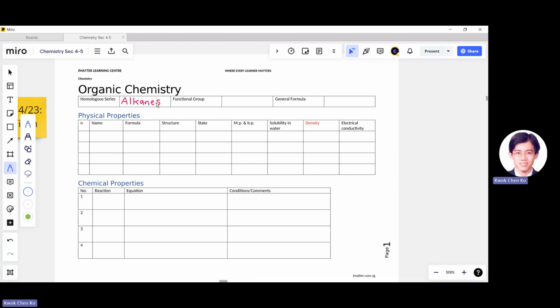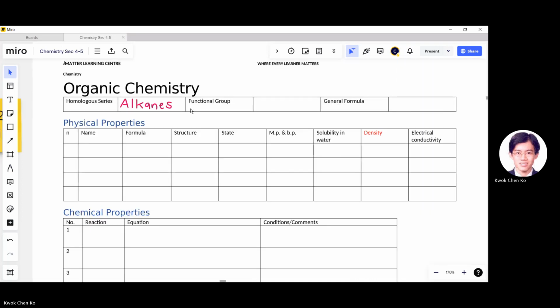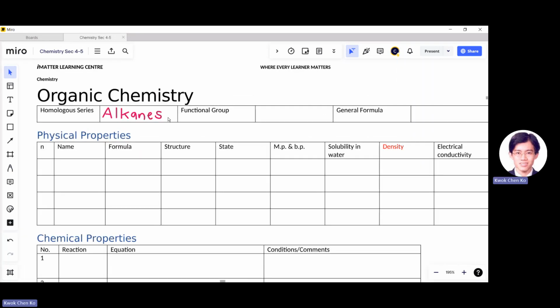As always, watch the spelling. Functional group. Do they have a defining functional group? For this one, no. Alkanes is very special. It has no functional group. But you have to recognize it, because they contain only C and H with single bonds.